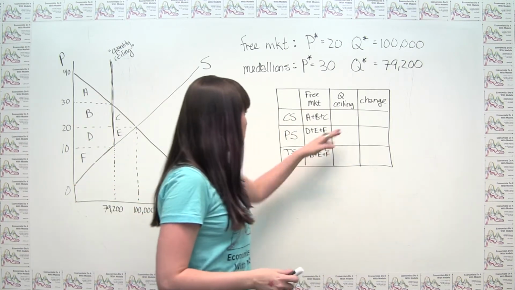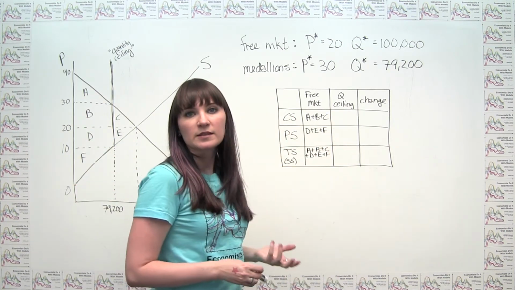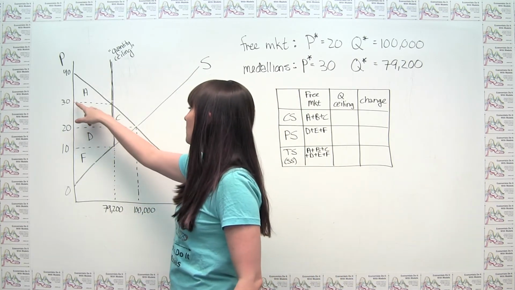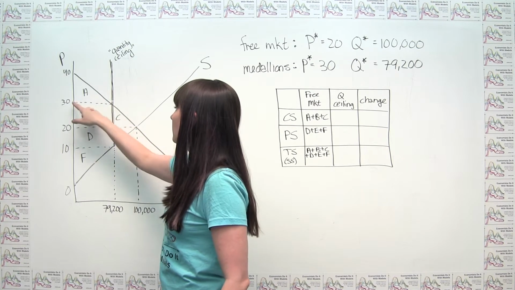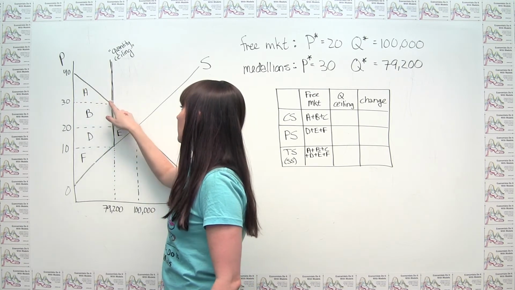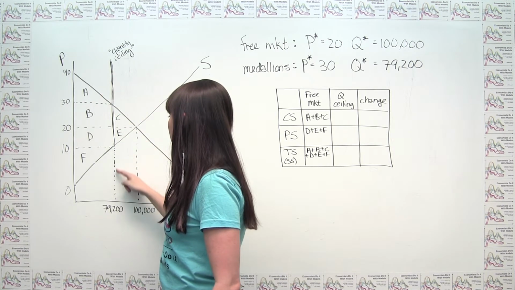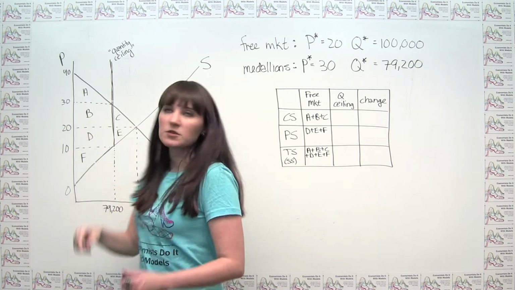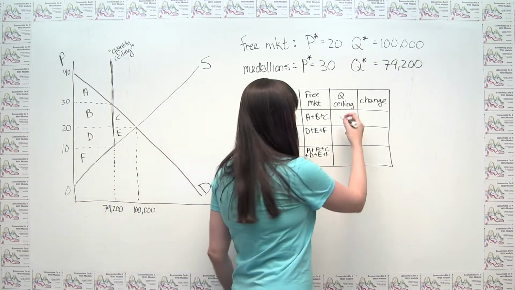So then this gets more interesting. Let's do the same thing with the quantity ceiling in place. So again, same rules. Consumer surplus is now everything above the relevant price for the consumer of $30, below the demand curve, to the left of the quantity being transacted, which is now this $79,200. So now consumers just get A.